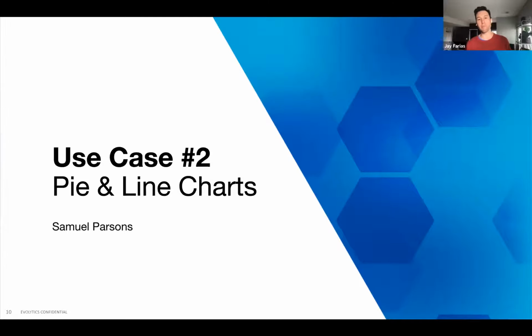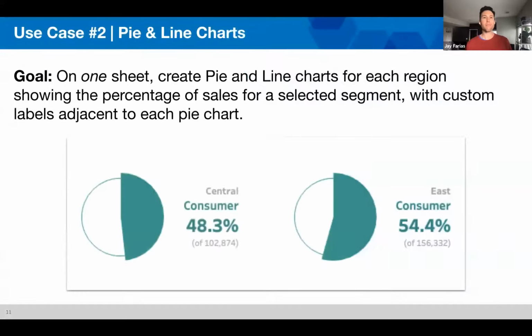So this one's courtesy of Samuel Parsons, and it is called a pie and line chart. So the goal here is to create, on one sheet, pie and line charts for each region showing the percentage of sales for a selected segment with custom labels adjacent to each pie chart. So this is a chart type that you can't create unless you're using mark layers, right? You have this circle underneath this pie chart, and it kind of overlays it, and you can adjust the sizes differently. And it's pretty cool.